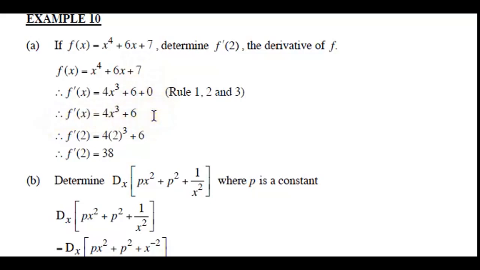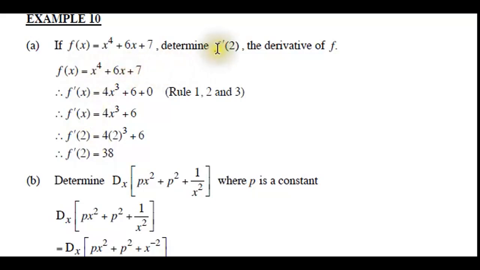Notice the 0 is missing. What are you going to do next? The question said determine f prime 2. This means you're going to substitute 2 into the derived version. So once you've got the derivative, f prime x, that's the answer. Substitute the 2 into that. Don't take the 2 and put it up here, because that means f of x.